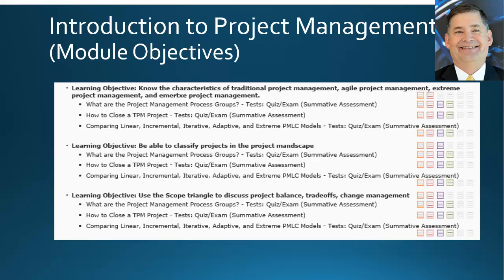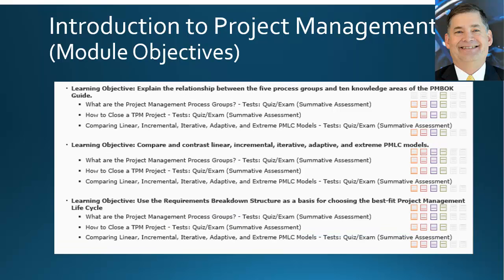All right. And then finally, we want to be able to talk about the scope triangle and how to balance projects and trade off between the dimensions associated with the scope triangle. All right, that brings us to this last slide looking at project management. And here we want to be able to explore relationships between those 5 process groups that I talked about earlier, and then those 10 knowledge areas that I talked about.